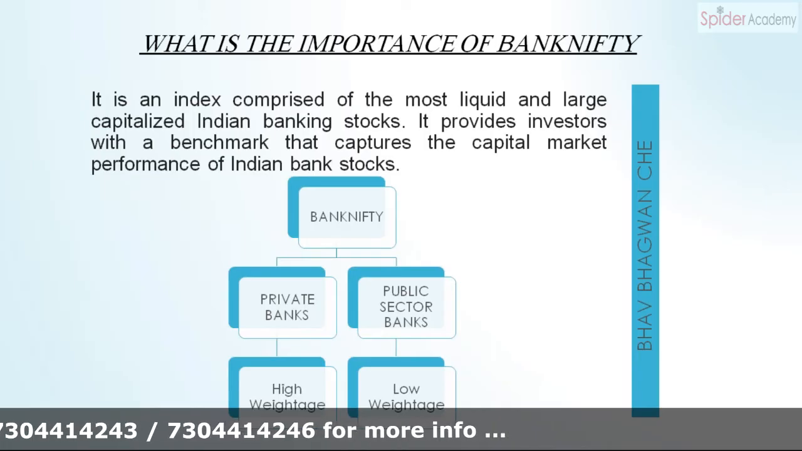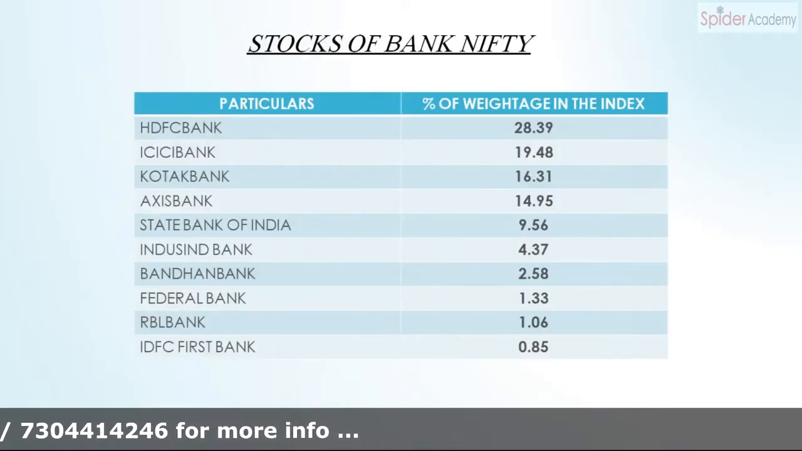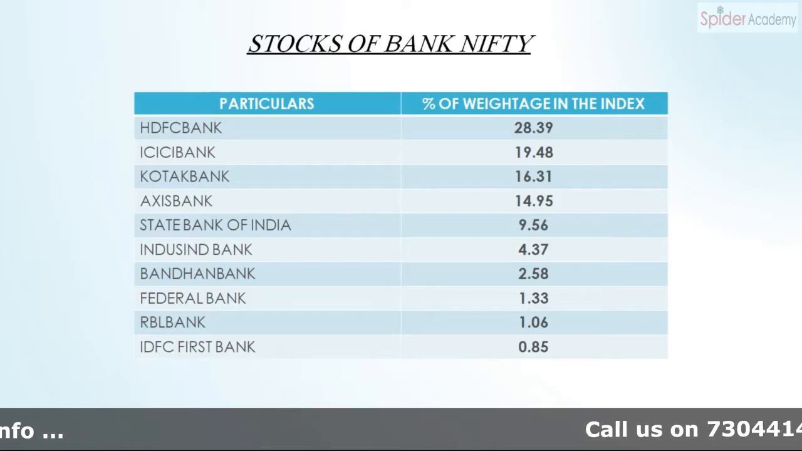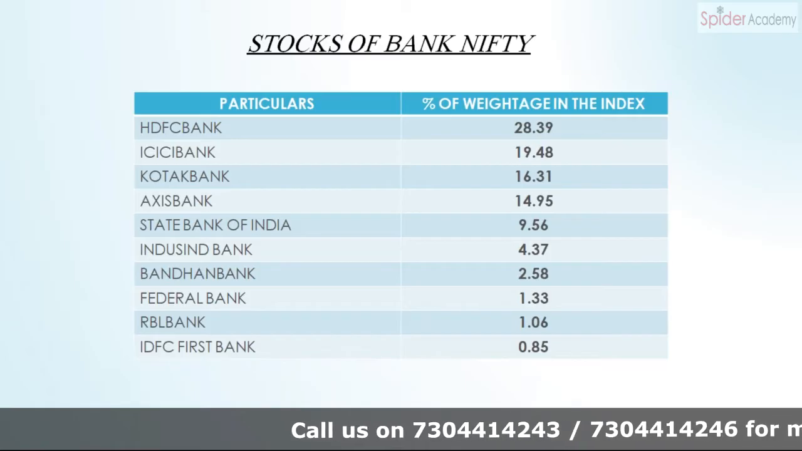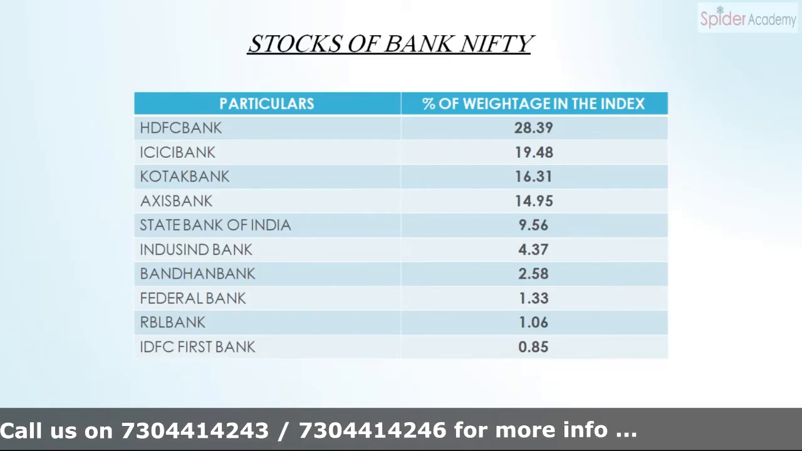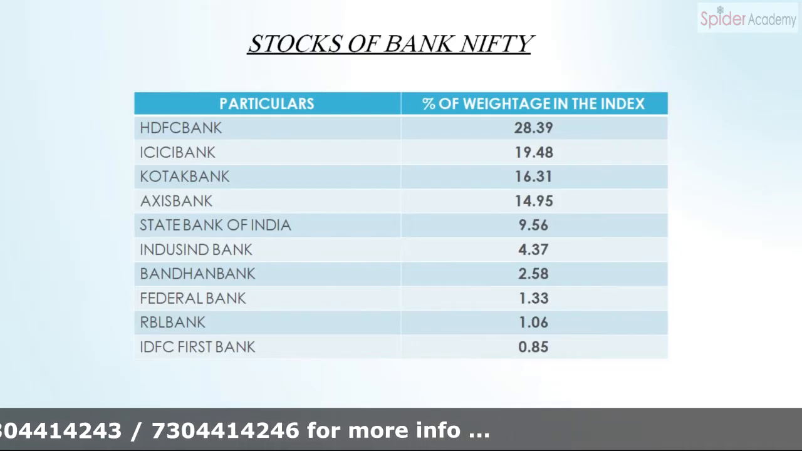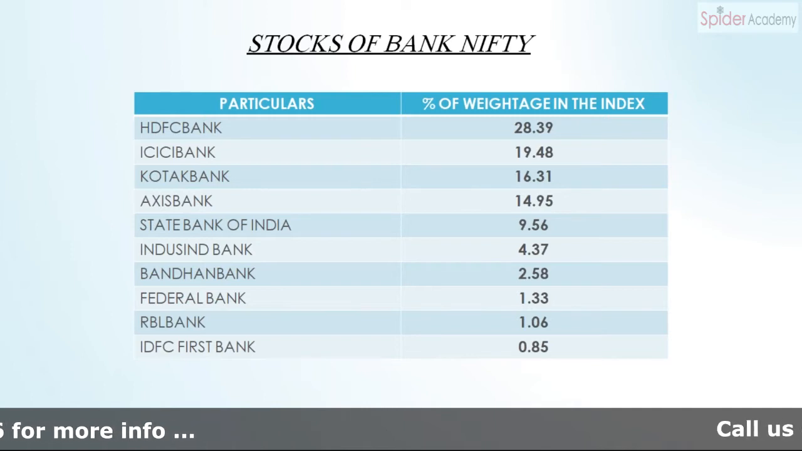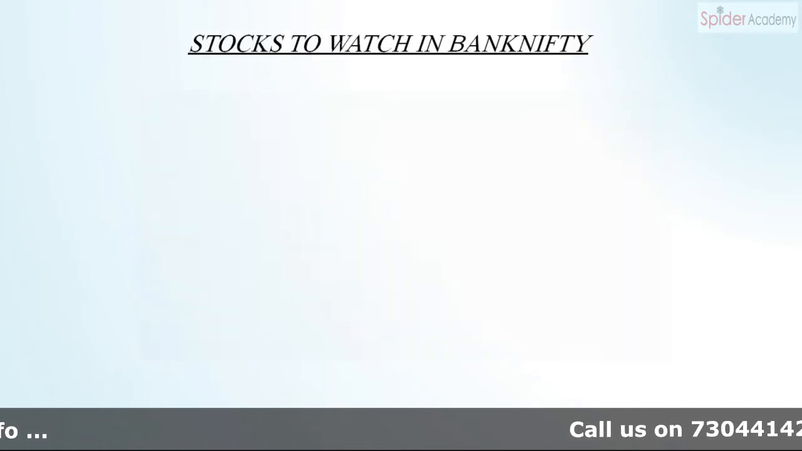We'll go to the list also. Here you can see the weightages: HDFC, ICICI, Kotak and Axis. The top 4 banks contribute more than 70% of the weightage of Bank Nifty. So it is clear that if you want to trade in Bank Nifty, you have to focus more on private banks rather than the PSU banks. Let us discuss this in detail.